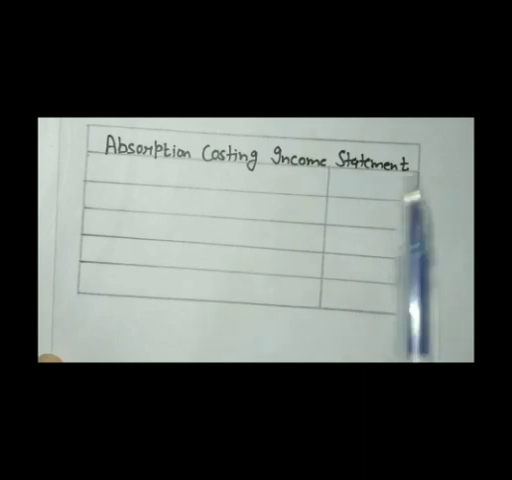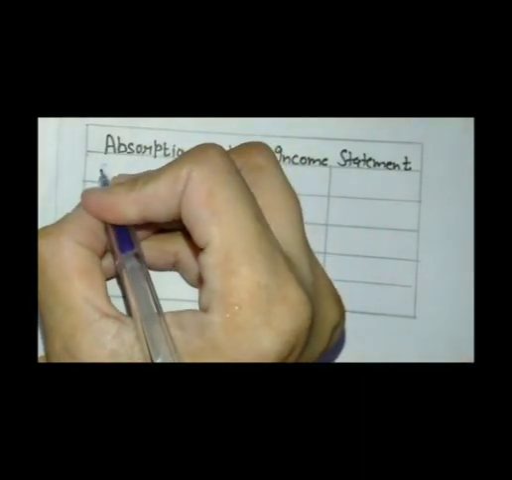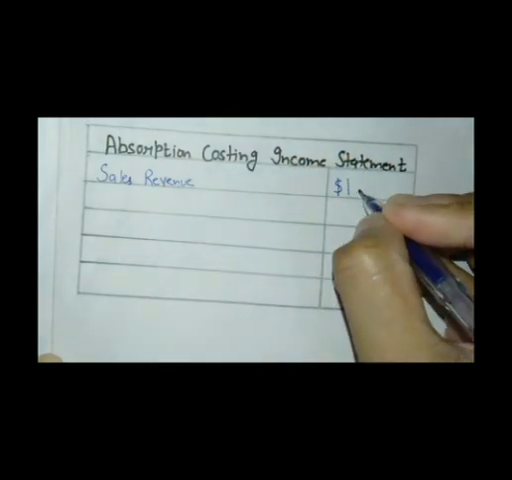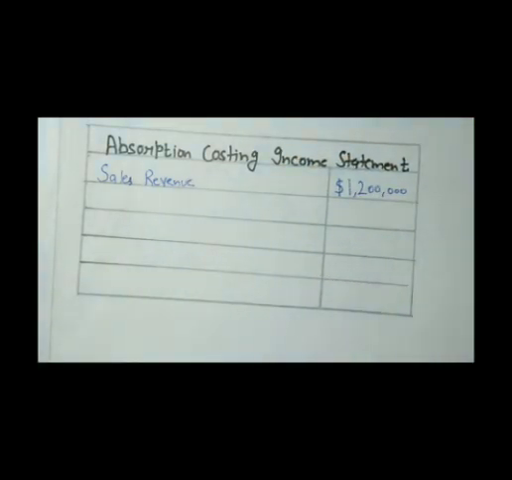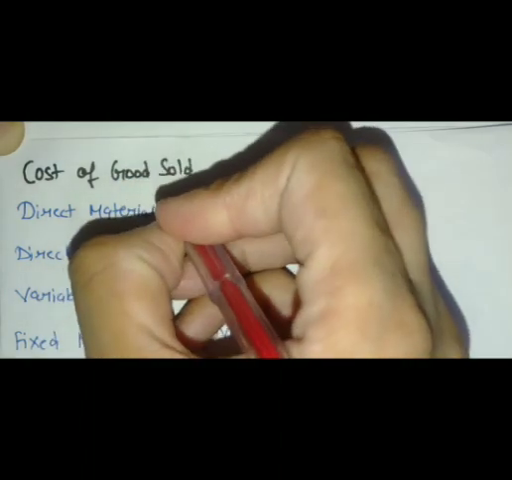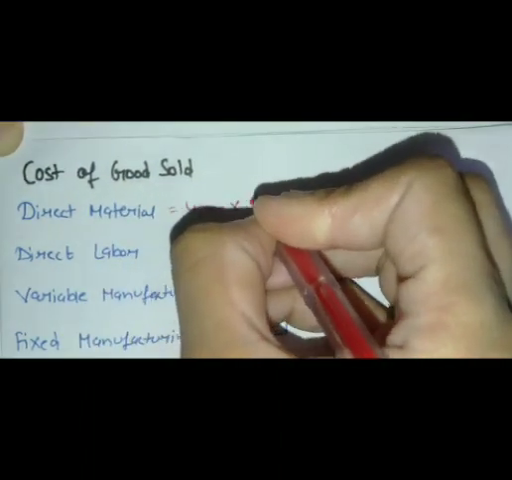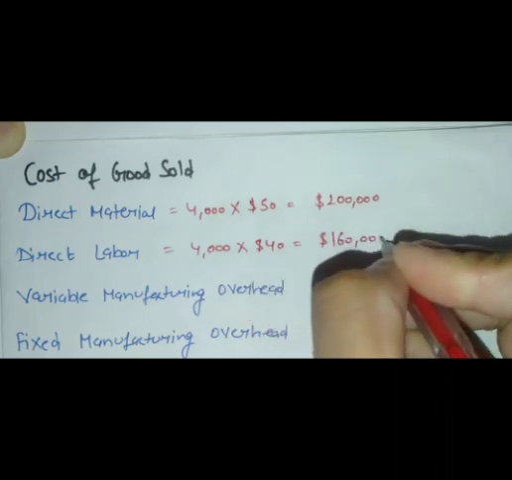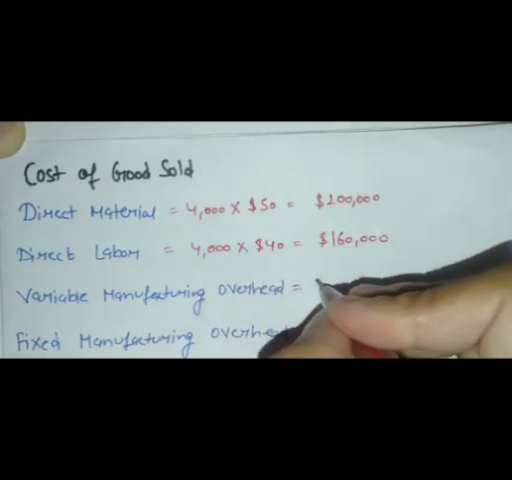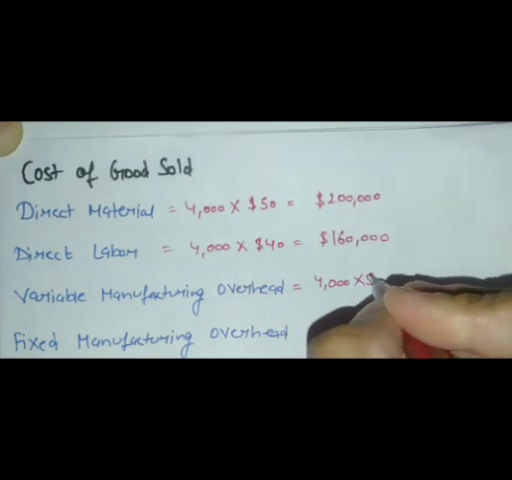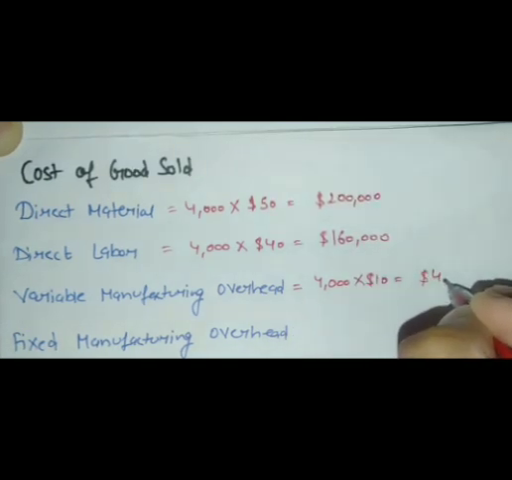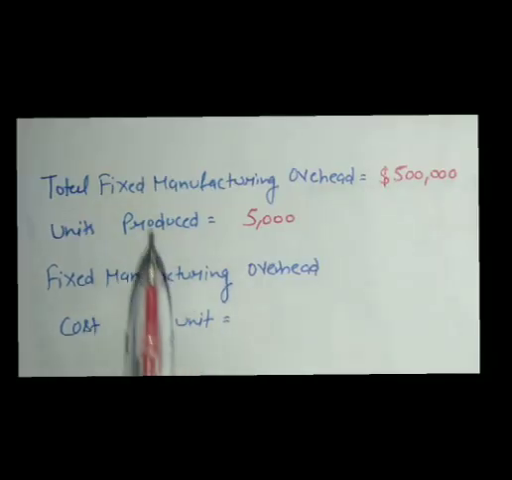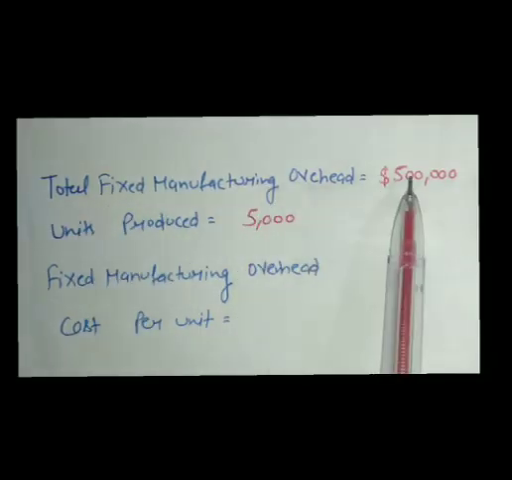Next will be absorption costing income statement. First of all, put the total sales revenue, that is $12 lakh. Now we will compute cost of goods sold. It will include direct material cost $2 lakh, direct labor cost $1,60,000, variable manufacturing overheads $40,000. Please pay attention. Total fixed manufacturing overhead costs are $5 lakh.